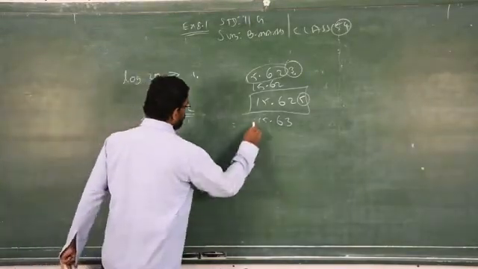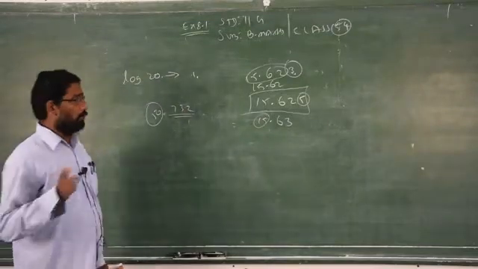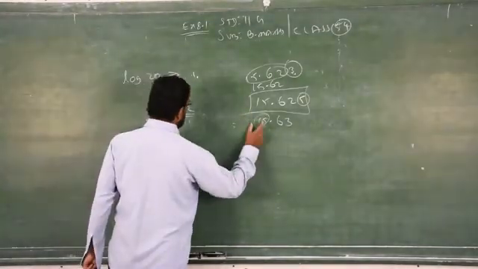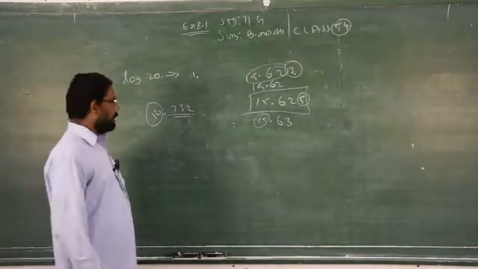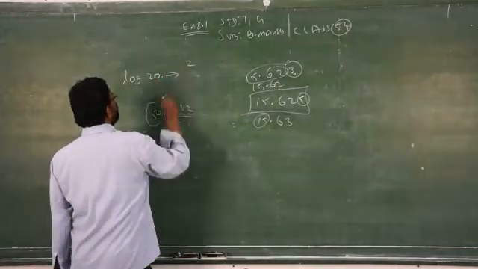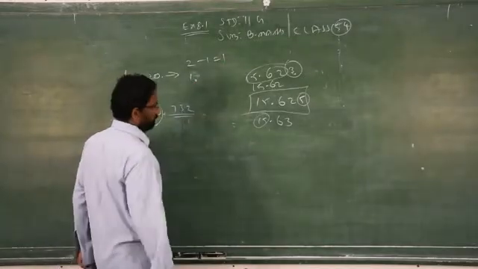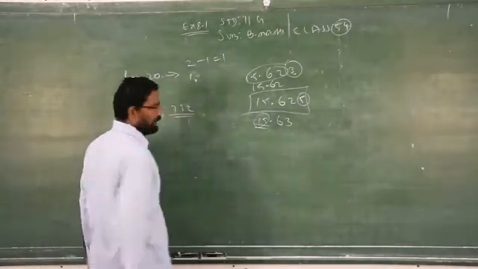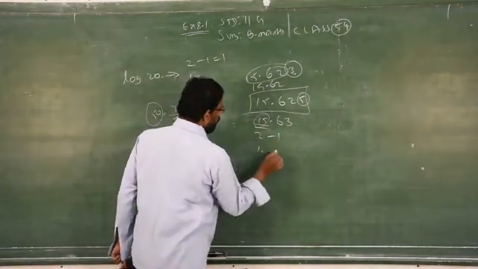You have to see only the integral part, not the decimal part. When the integral part consists of 2 digits, find the number of digits in the integral part and take the number of digits minus 1. Here the number of digits is how much? 2. 2 minus 1 is 1. So 1 point. Here also, how many digits are there in the integral part? 2. Therefore 2 minus 1, 1 point.